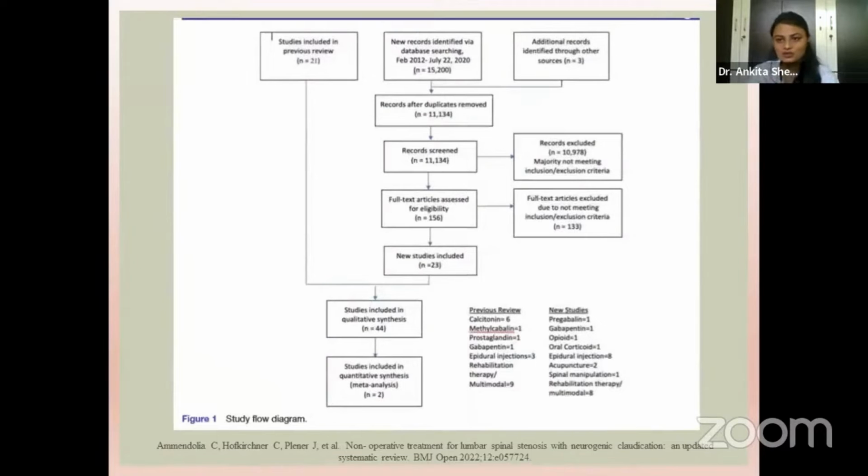So this was their flowchart of recruiting articles. In total they screened 15,000 articles, from which, according to eligibility, they narrowed down to 156 articles. For the final review, they included 23 new studies along with 21 studies from a previous review that they had published. So in total, this study encompassed 44 studies for qualitative synthesis and 2 studies for quantitative synthesis.